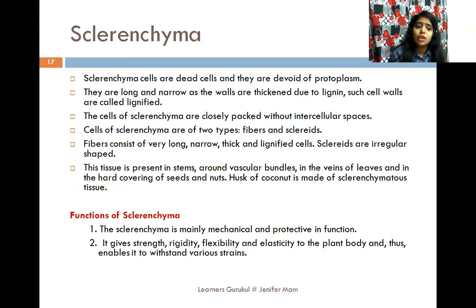Now let's talk about the functions. It helps in mechanical and protective functions. It gives flexibility, rigidity, strength, and elasticity to the plant body. And if there is any strain, like if the weather condition is bad or anything like that, it protects the plant from all those physical barriers. So it gives the plants strength, flexibility and elasticity.